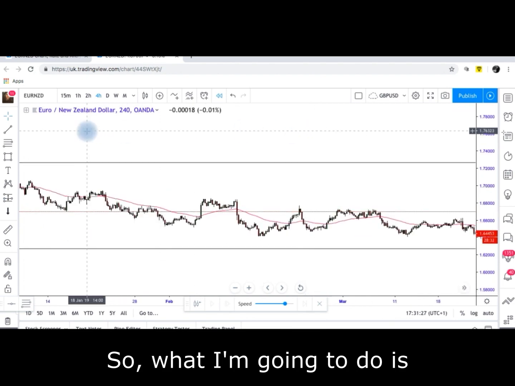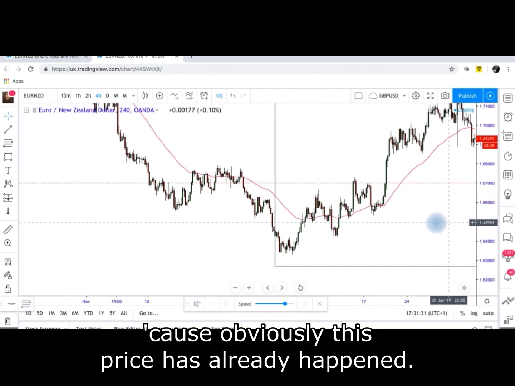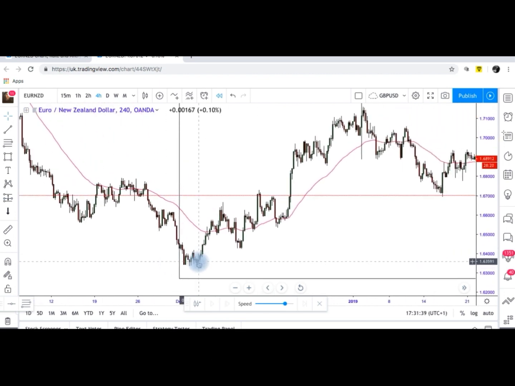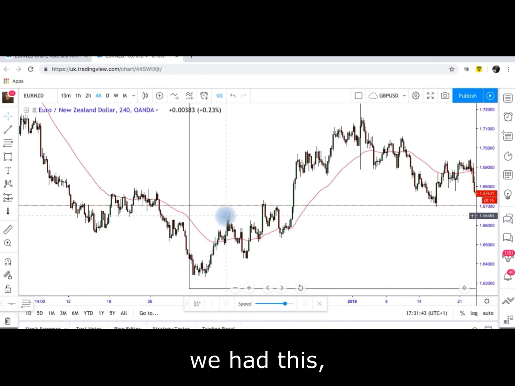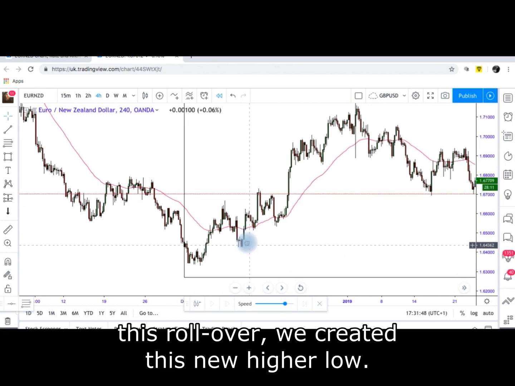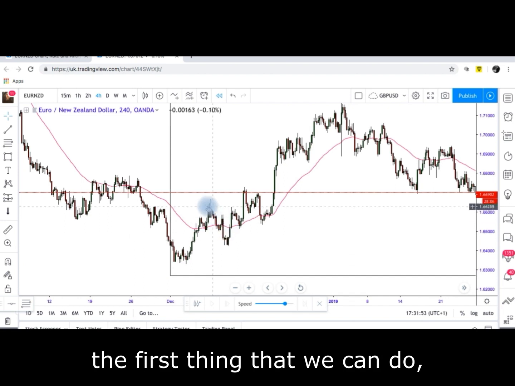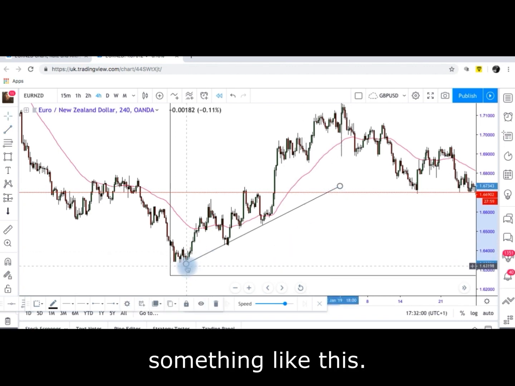I'm going to keep flicking back and forth because obviously this price has already happened. Price found a bottom here around the 163.30 level. On the 4 hour, when price stopped here, we had this rollover, and we created this new higher low. As you know from the videos, the first thing we can do when we create 2 points is attach a trend line, like so, something like this.